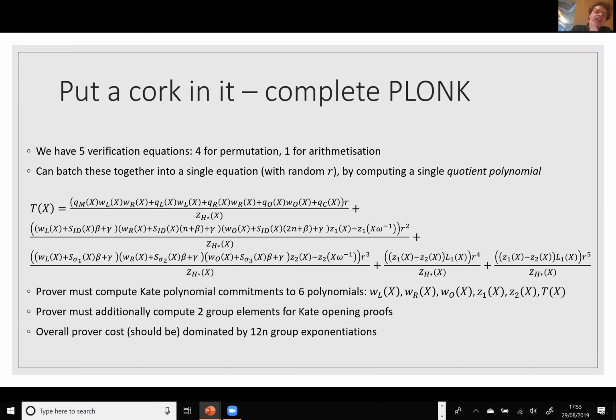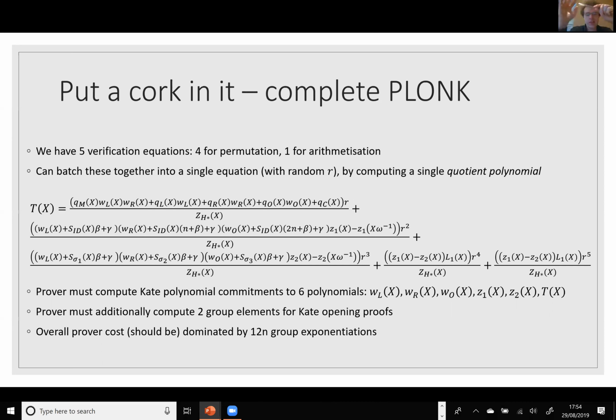And so finally, if you want to put it all together, at least in polynomial form, you have 5 verification equations, right? There's 4 that we had for the permutation, and then that 1 equation for the arithmetisation. And I've been saying here everything is 0 modulo the vanishing polynomial, yada yada yada, but you actually need to prove this, which means you need to compute what that quotient polynomial is going to be. What do you multiply the vanishing polynomial by for this relationship to hold? And so that's this T of x polynomial, where effectively you can roll all these equations into one by just taking some random r and multiplying each verification equation by some linearly independent bit of randomness.